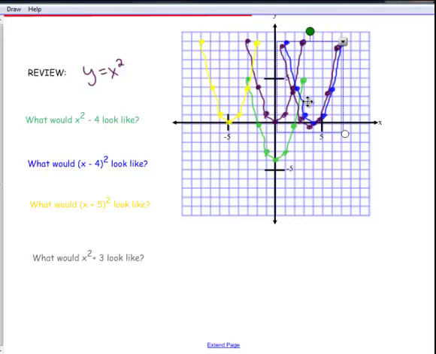And the last one, let's change that one to gray. And it asks me what would x squared plus 3 look like, but the plus 3 is on the outside of the parentheses, so I know I'm moving on the y-axis, and I go up 1, 2, 3. And there's Mama and all her babies. What a beautiful family portrait. Okay, bye.